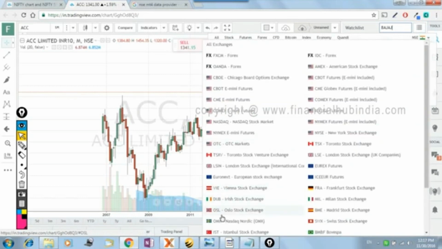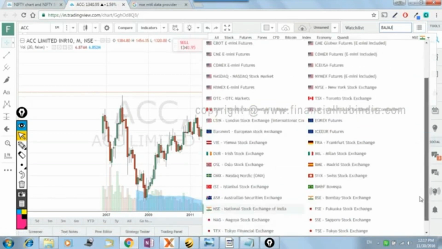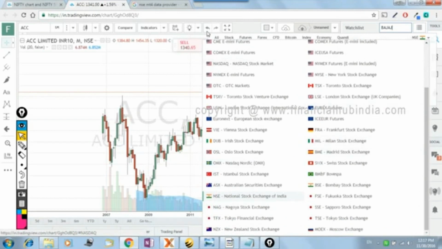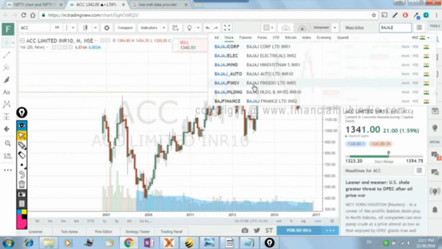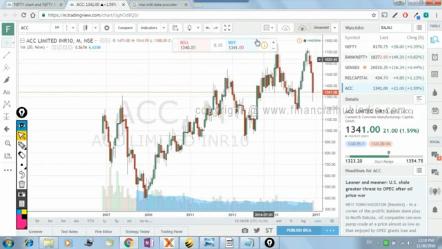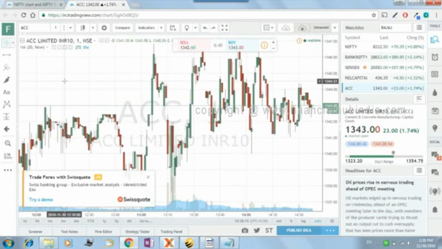For Bajaj there are a lot: Bajaj Corporation, electrical and all this. Make sure you have NSE marked here. If not marked, then you'll have to click it and choose National Stock Exchange, and choose stocks, and then only you will see all these. Otherwise they will show you Bajaj for US or something else if the exchange is not selected properly. All those parameters we have seen in MT4 will be the same in here also.